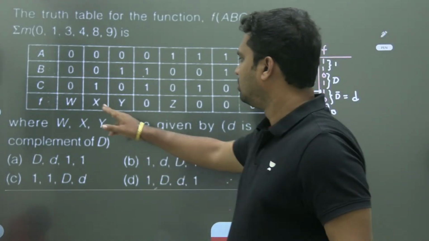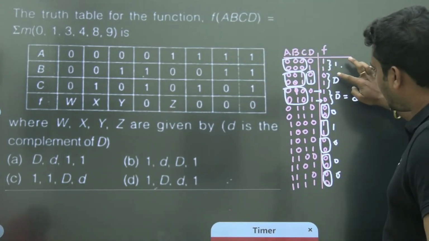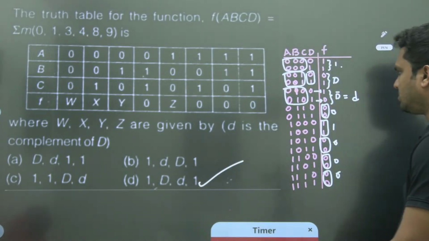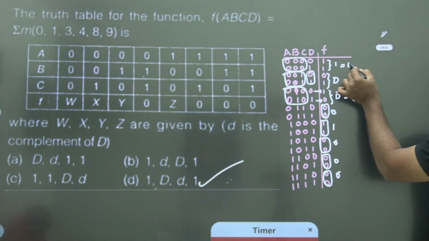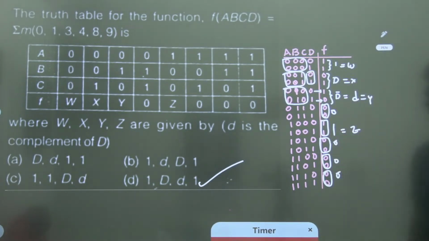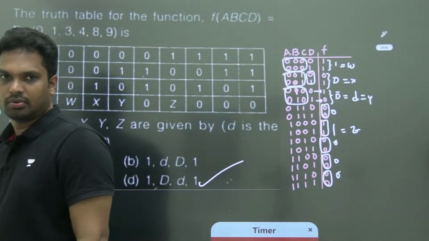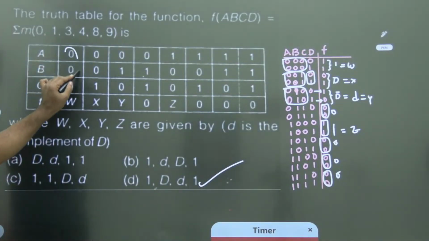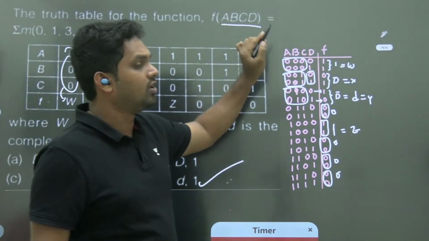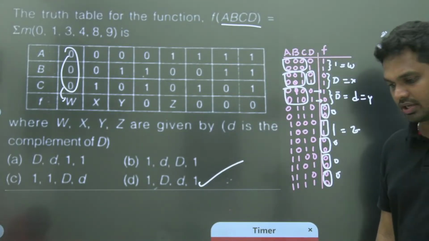W, X, Y, Z. 1, capital D, small d, 1. As per the examiner, this is W X Y Z. So he has taken only 3 variables into consideration here. Then what is the output? Originally it is a 4 variable function. Right. Let's go for the next question.